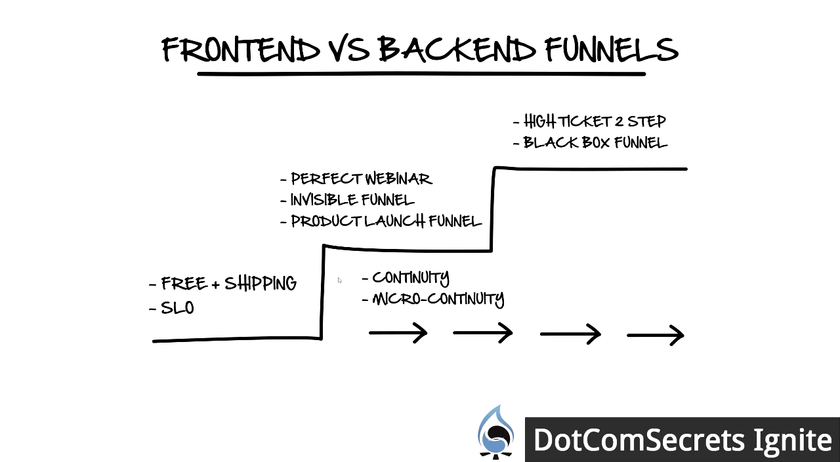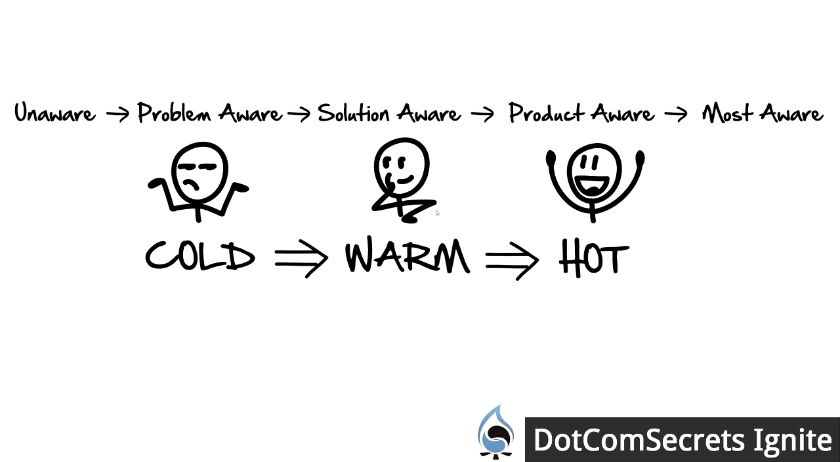Now, if I got warm traffic, I'm moving them up the value ladder. And if I'm doing that, typically I'm selling them through one of these ways, either through a perfect webinar, we're going to talk about here in a second, or an invisible funnel style webinar, or a product launch funnel. Okay, this is what I'm selling typically to my warm traffic, people that already have a relationship, or they're more solution aware here in the middle.